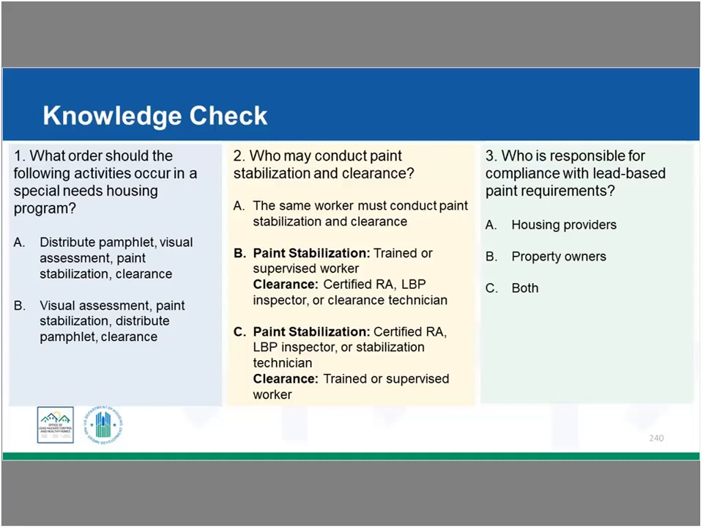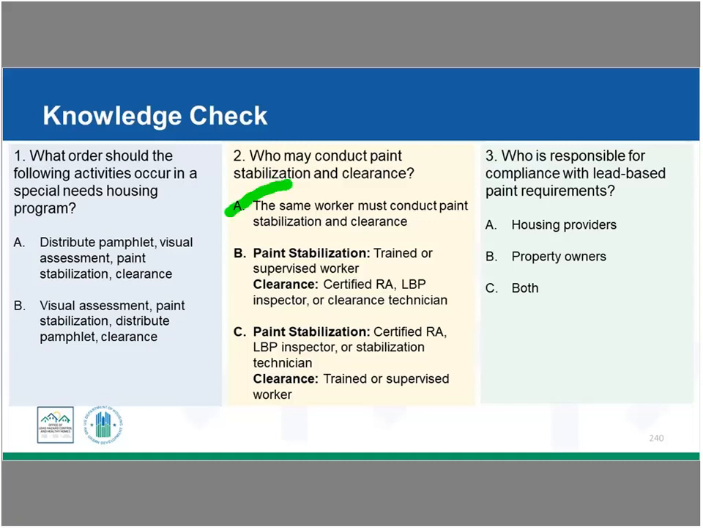So A is not correct, in that we can't have the same folks that did the work also be doing the clearance of their own work. We need a third-party clearance as part of that. So A is not right, and we're just taking that off of the list.